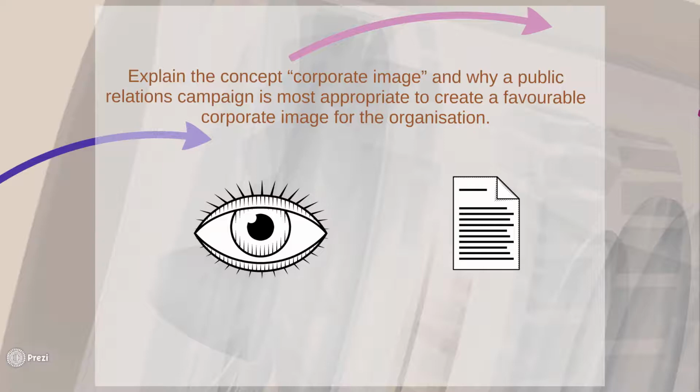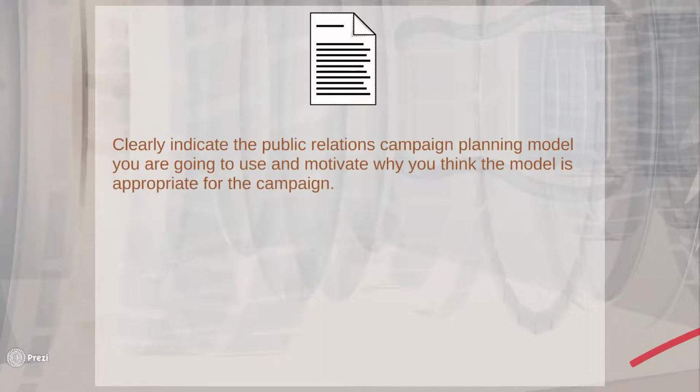Now, you need to show how a PR campaign can work towards changing a negative image to the positive within the scenario about your CEO's unfortunate remarks. Why is a PR campaign, as opposed to any other communicative tool, able to do that? Then you have to move on to discuss the actual PR campaign in detail. In the first instance, you will have to clearly indicate the public relations campaign planning model that you are going to use and motivate why you think this model is appropriate for the campaign.